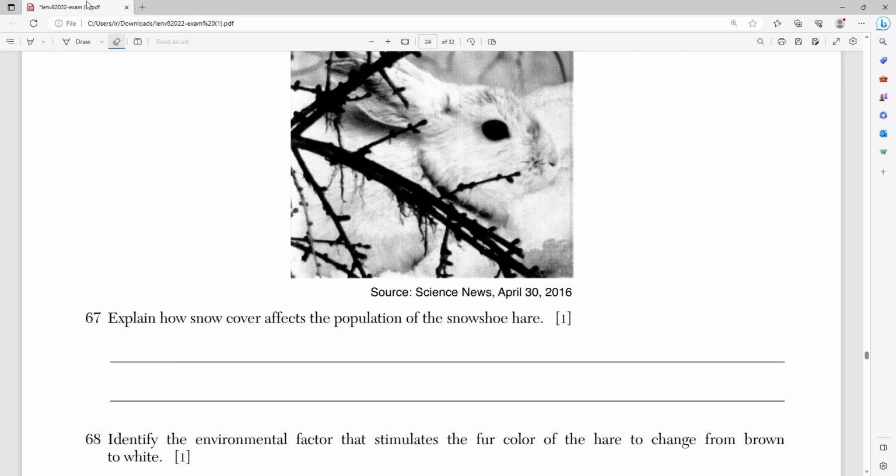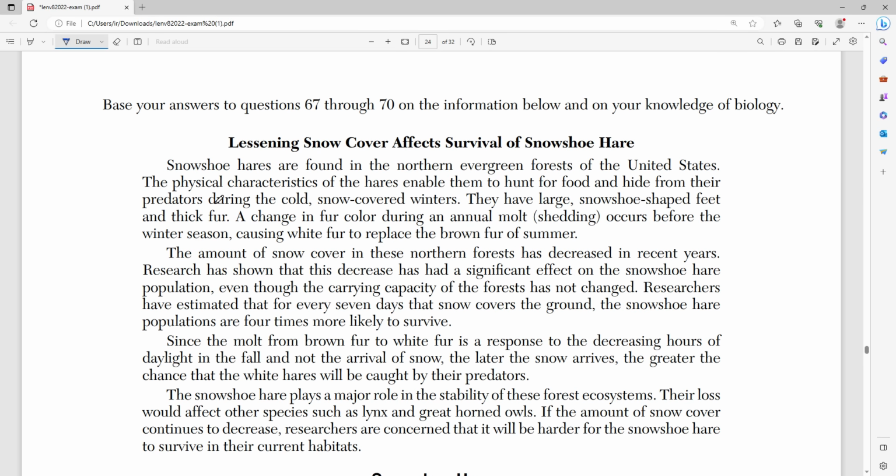snowshoe hare. Well, let's read it, right? Snowshoe hares are found in northern evergreen forests of the United States. The physical characteristics of the hare enable them to hunt food and hide from their predators during cold, snow-covered winters. It seems like a very important detail, right? They have large snowshoe-shaped feet and thick fur. A change in fur color during an annual molt, also called shedding, occurs before the winter season, causing white fur to replace brown fur of summer.